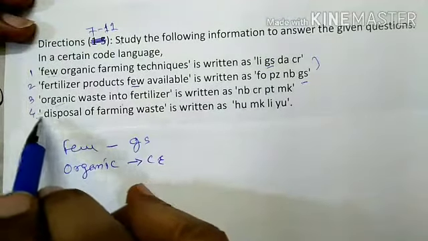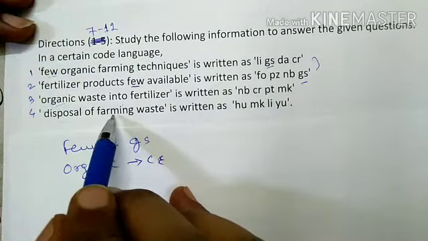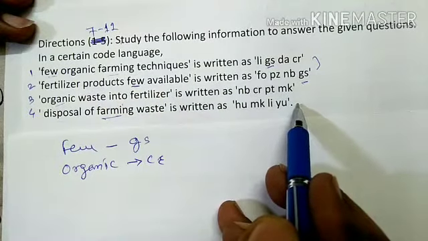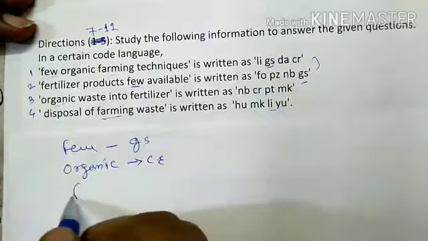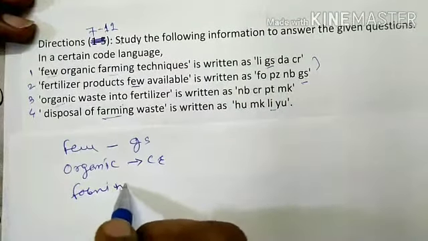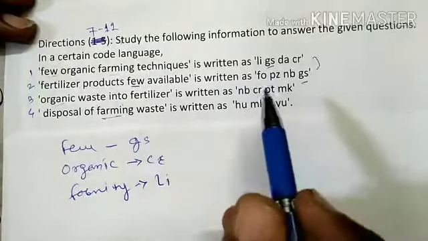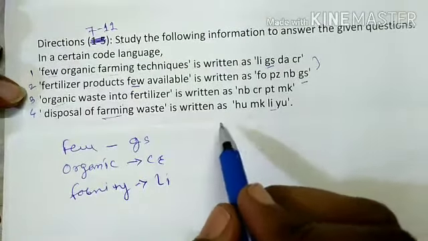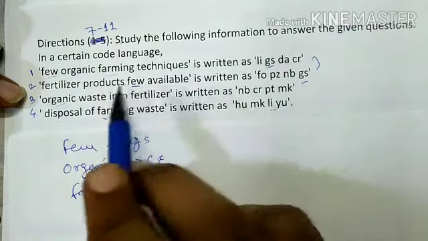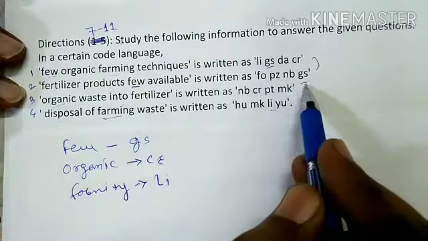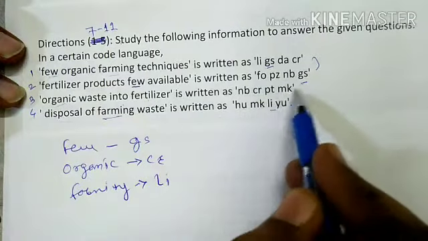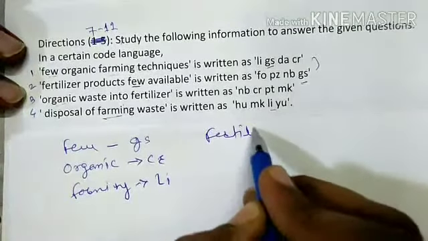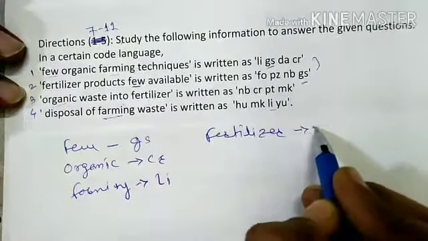First and fourth: farming is common, and here LI is common. So the code for farming is LI. Next, from message 2 to 3, fertilizer is common, and here NB is common. So the code for fertilizer is NB.